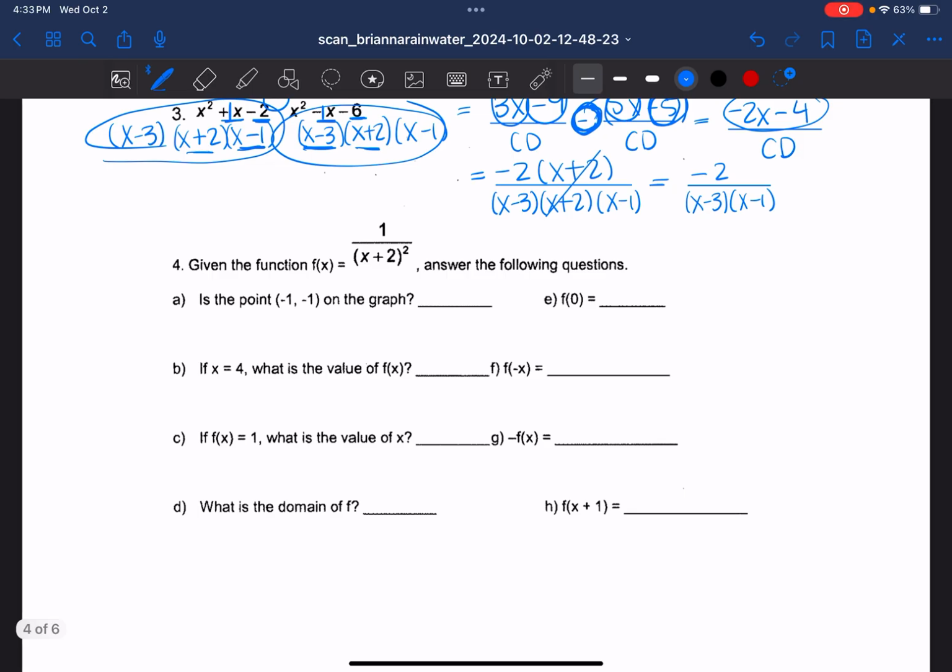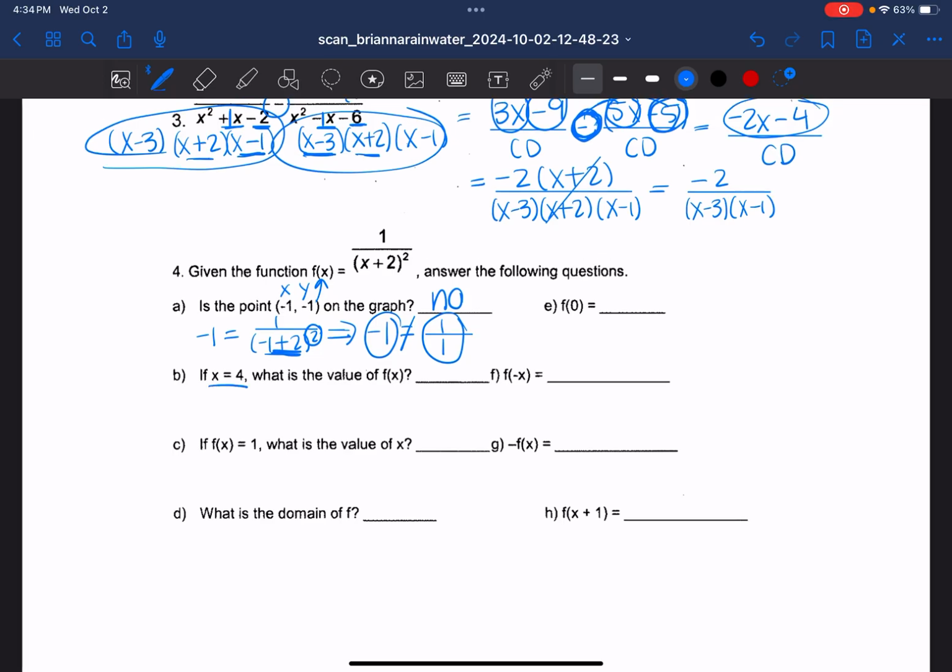Number 4 asks if this coordinate point, -1, 1, is on the graph. So I need to substitute those values in for x and y and solve. So here I plug in -1 for x, and then I'll have 1 over -1 plus 2 quantity squared. So this would be equivalent to -1 is equal to 1 over, order of operations says I do what's in the parentheses here. -1 plus 2 would be 1. And then I can do the exponent. 1 squared is 1. 1 over 1 is 1, which is not -1. So my answer is no, it is not on the graph.